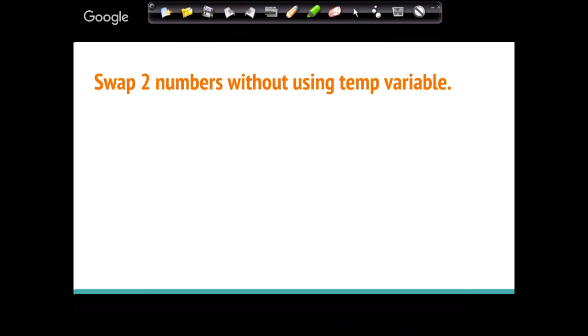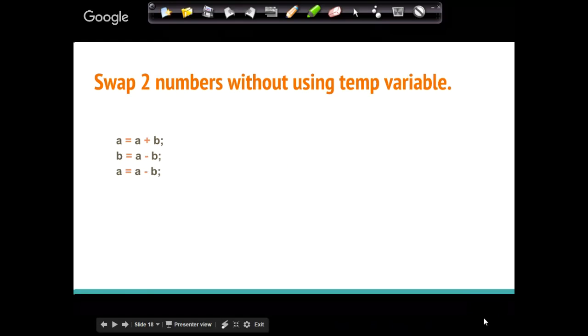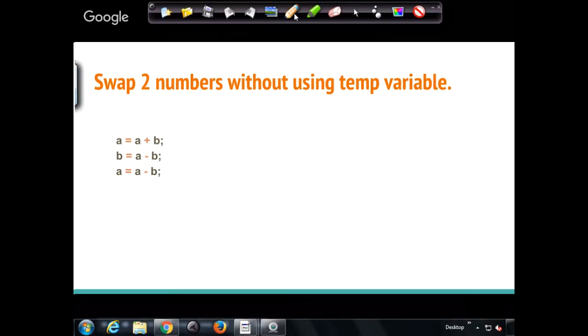Let me show you. These are three lines of code. You write it in C, in Java, in whatever language you want. These are the very simple three lines to swap two numbers without using a temporary variable. So let's take an example. Let's say A is 20 and B is 30. Cool?